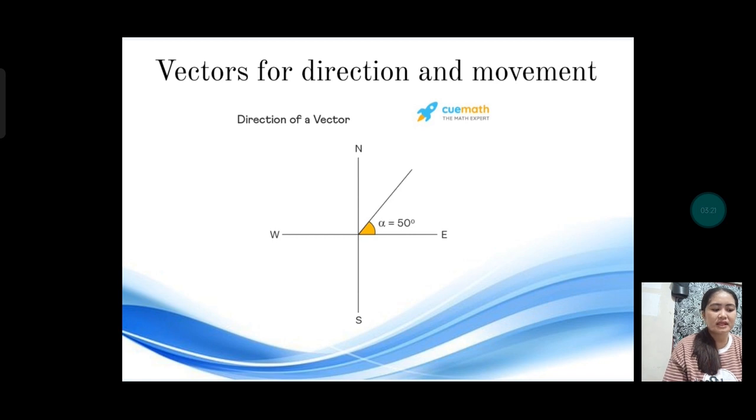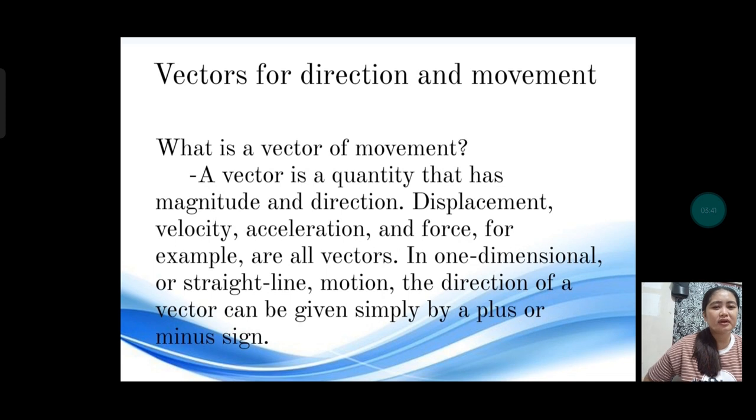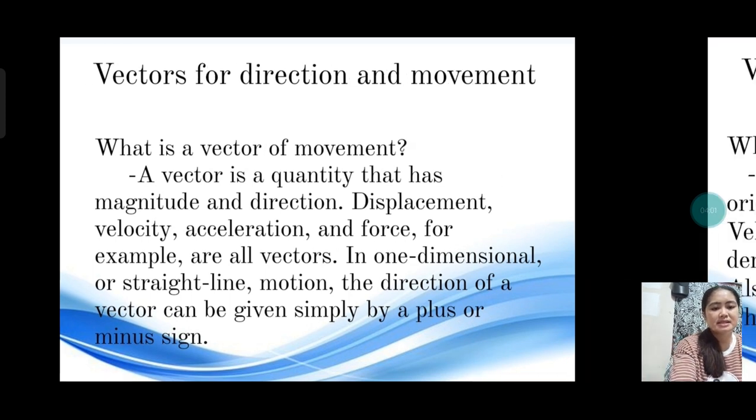A vector is any quantity with both magnitude and direction. Other examples of vectors include a velocity of 90 km east and a force of 500 newtons straight down. So, what is a vector of movement? A vector is a quantity that has magnitude and direction. Displacement, velocity, acceleration, and force, for example, are all vectors in one-dimensional or straight line motion, and the direction of a vector can be given simply by a plus or minus sign.